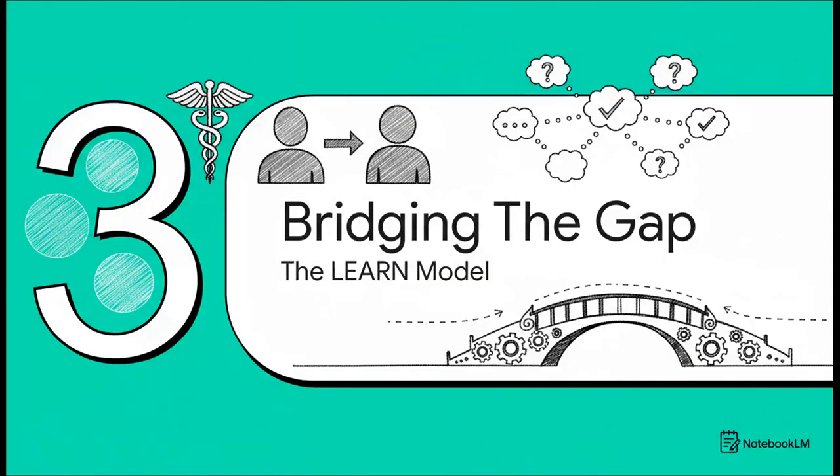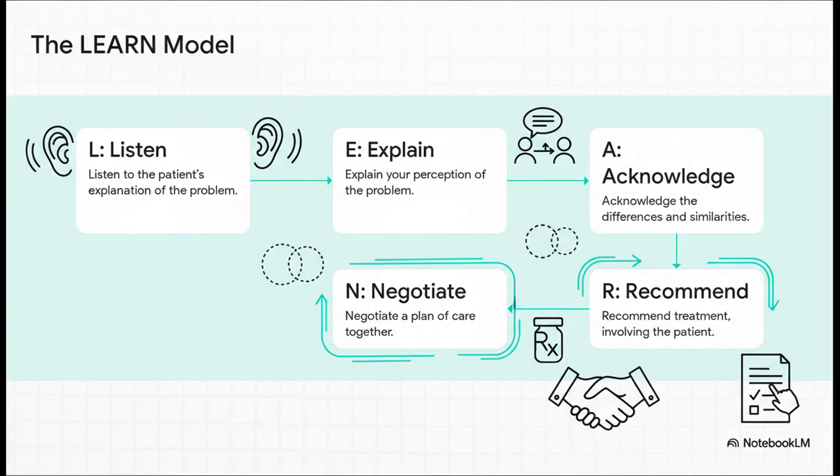Okay, so you've assessed their social factors and you've checked your own internal bias. Now what? How do you actually connect your medical plan with the patient's reality, especially when they're different? Well, you need a tool. And one of the best tools we have for this is called the LEARN model. Just think of it as a step-by-step guide for respectful negotiation. Let's just walk through it real quick.